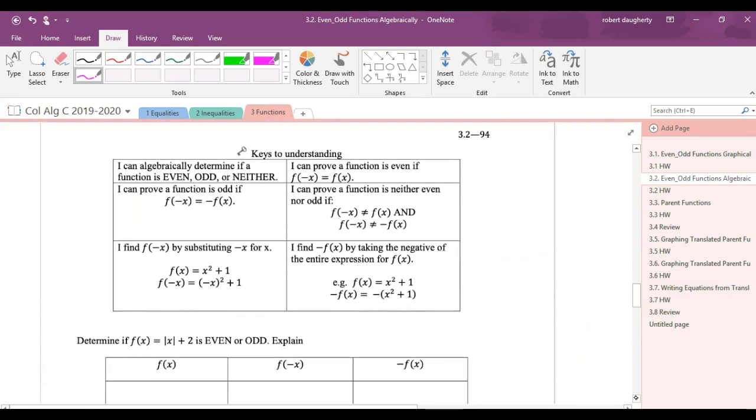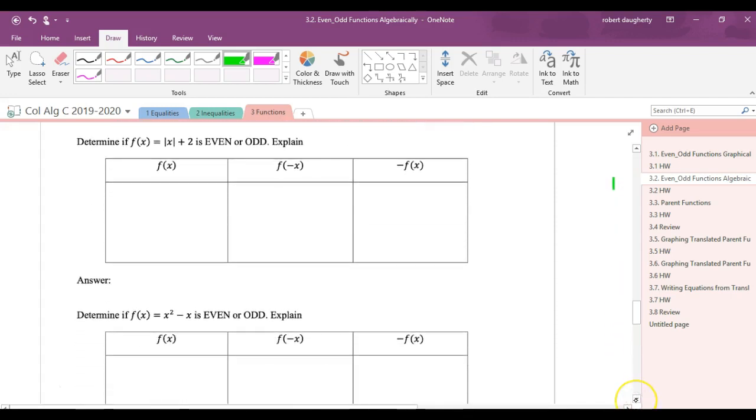So let's just take a look at what we did. So what we've done so far, if a function is even, f of x and f of negative x are equal. If it's odd, f of negative x equals minus f of x, okay? So if it's neither, you've got to show that neither of these things is true, okay? And the way you find f of negative x is you plug in a negative x everywhere you see an x. The way you find negative f of x is you put a negative on both sides of that equation, okay? So let's look at another one here. And then I'll turn you loose to do a couple.